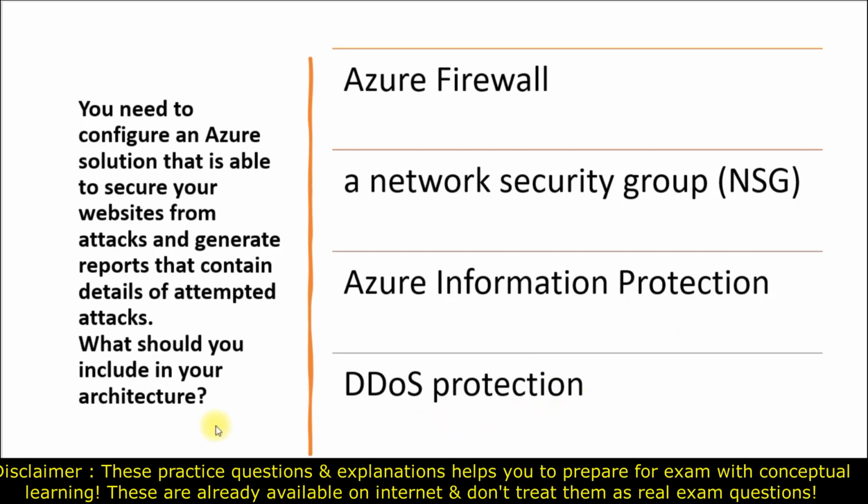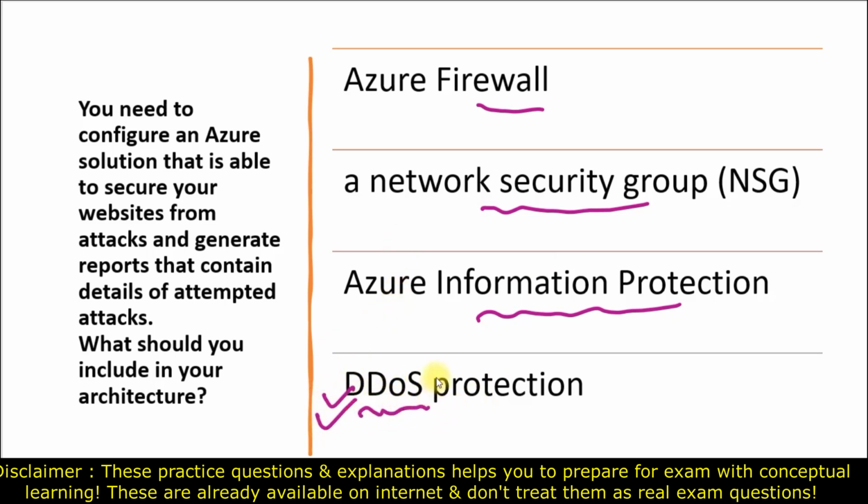As you already know, Azure Firewall is to restrict the inbound traffic, so this is not the right choice when we are talking about securing your website from attacks and generating reports. Network Security Group is also not correct here. Azure Information Protection is mainly used to protect our emails or documents from unauthorized access, so this is not the service here. The correct answer for this question will be DDoS Protection.